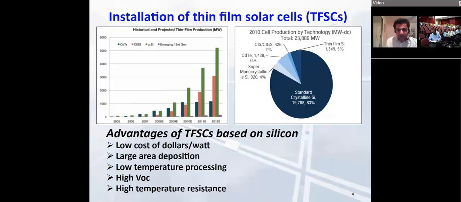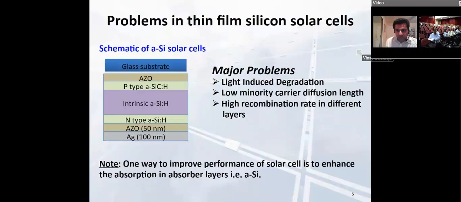Even though they have several advantageous features, there are some problems also associated with this technology that keep the efficiency lower. On the left side, I show the schematic of the amorphous silicon based solar cell. It has the ITO layer and then PIN. You can see P type, intrinsic and N type. The intrinsic is the absorber layer, which has a major role in the performance of amorphous silicon solar cells. This schematic gives an idea about how the junction works in amorphous silicon solar cells.